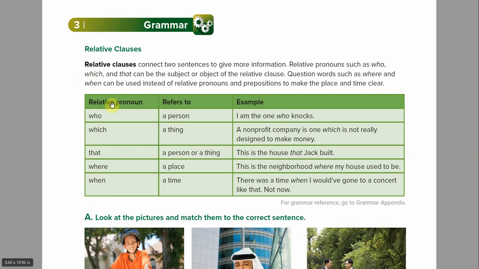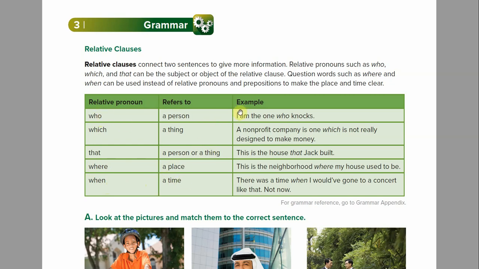The relative pronouns: who, which, that, where, and when. So who refers to a person. Which refers to a thing. That refers to a person or a thing. Where refers to a place. And when refers to a time.